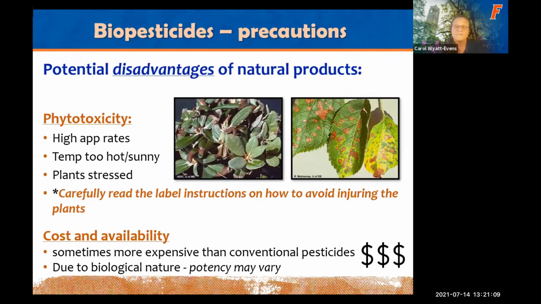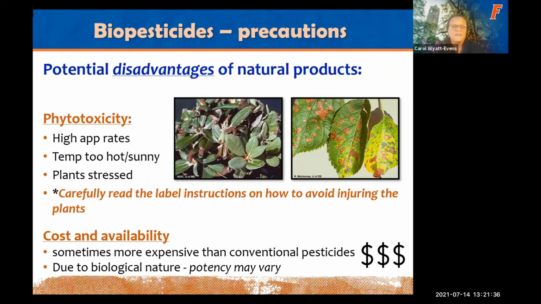So, as I alluded to earlier, there are some disadvantages of natural products as well. Some of those are going to be things like phytotoxicity. So this is basically burning your plant. Plants can be damaged by insecticidal soaps, and especially horticulture oils now in the heat of our summer, but other plant oils and sulfurs as well, especially at high rates, and then repeat applications.